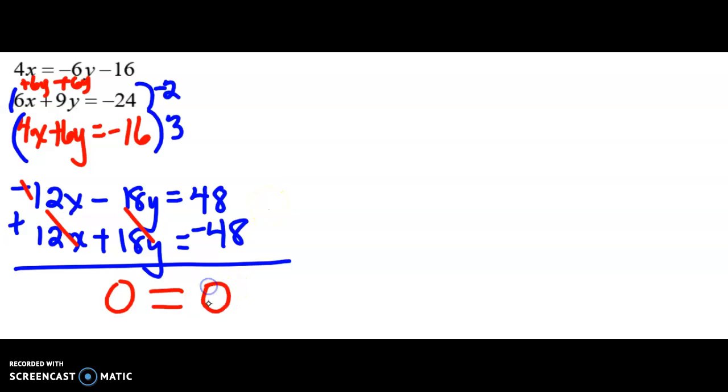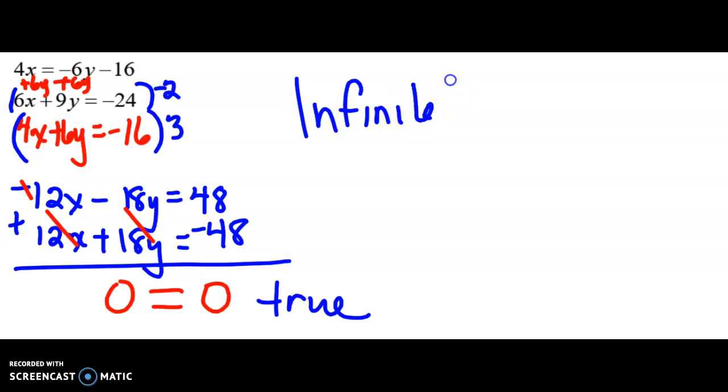So yesterday we had some problems like 0 equals 10 or 0 equals 5, and we said, hey, by the way, those two lines have nothing in common. They will never have a common answer because they were parallel lines. In this case, this is a true statement. And what that means for us is there are infinitely many solutions.